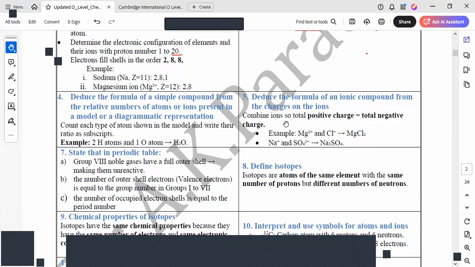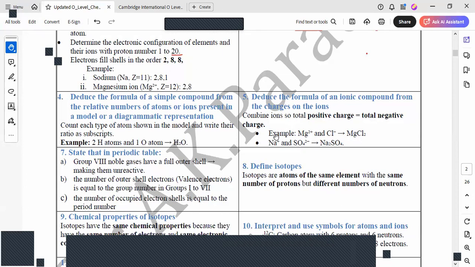For an ionic compound, you can just remember this rule: combine ions so that the total positive charge is equal to the total negative charge. In an ionic compound, the number of positive ions and negative ions are in such a ratio that the positive charge is equal to the negative charge. For example, in magnesium chloride, magnesium is in group 2, so it has a charge of +2, and chlorine has a charge of -1. So in order to balance the charge, two chloride ions must participate.